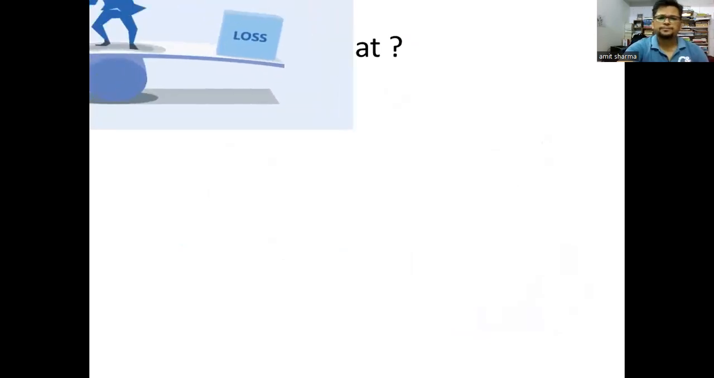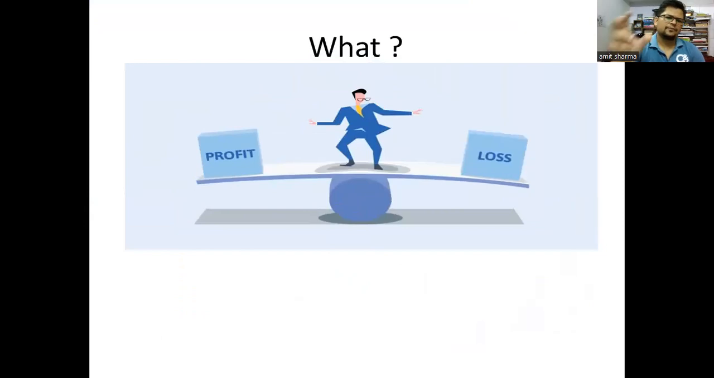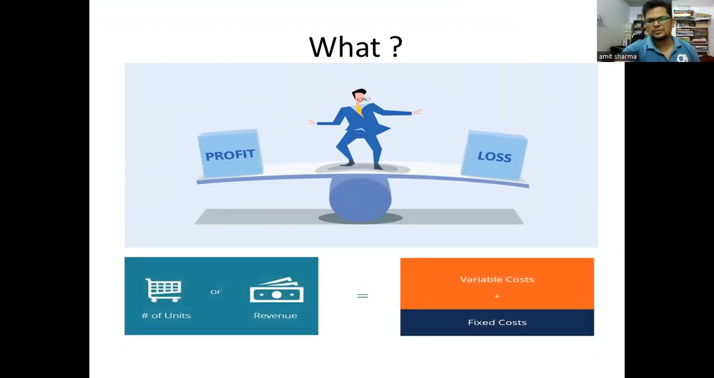So the next topic: what is break-even point? Break-even point is a situation where the firm earns no profit and no loss. This is the situation where we are providing, you can say, social services. We are not earning sufficient money to make a profit. It only happens when the total revenue equals the total cost, and total cost is the combination of the variable cost and fixed cost.